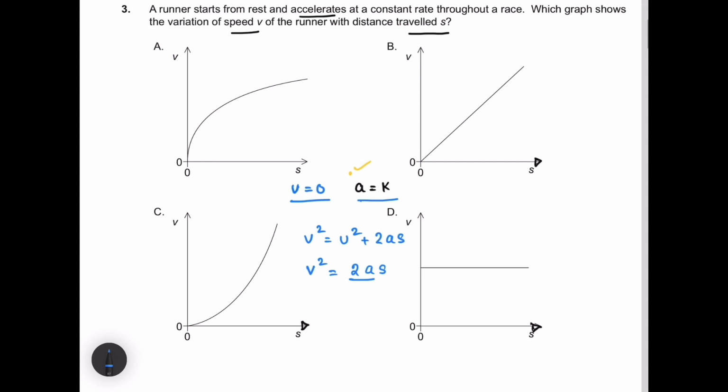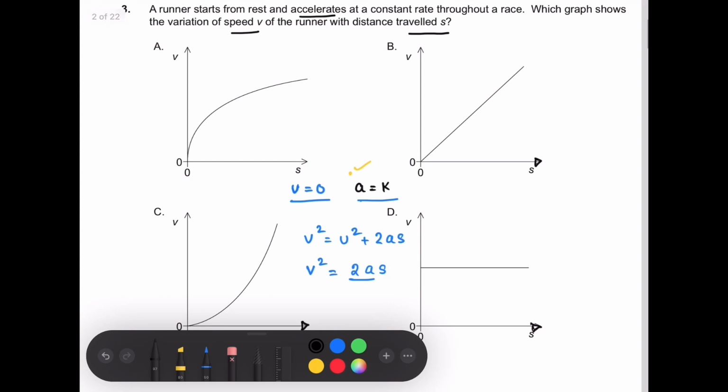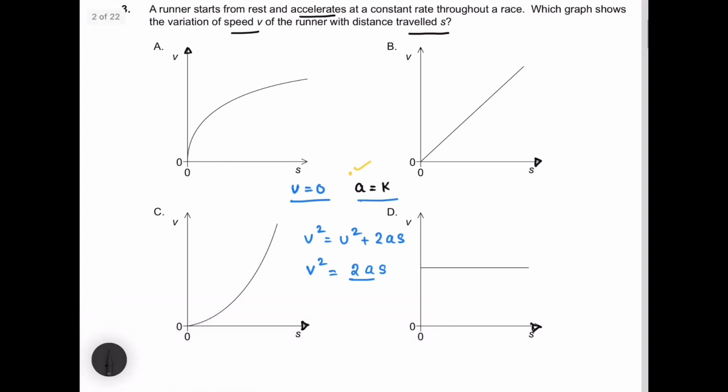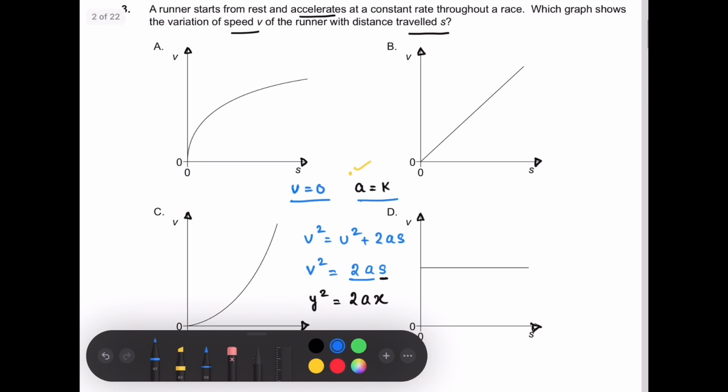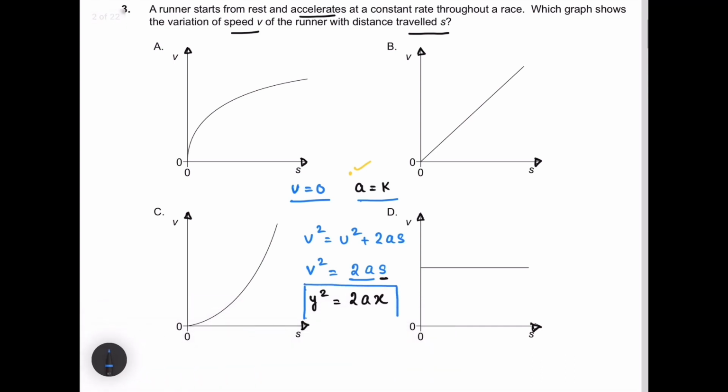So over here, what I can do is, see, in all of the 4 graphs on the y-axis v is being plotted, right? So that means instead of v I just plot y. So y square equal to, now in all of the 4 graphs on the x-axis, displacement or distance is being plotted, right? So in place of distance, that is s, I plot x. So that means 2a into x, right? So this will be the equation of the motion of the runner, okay?